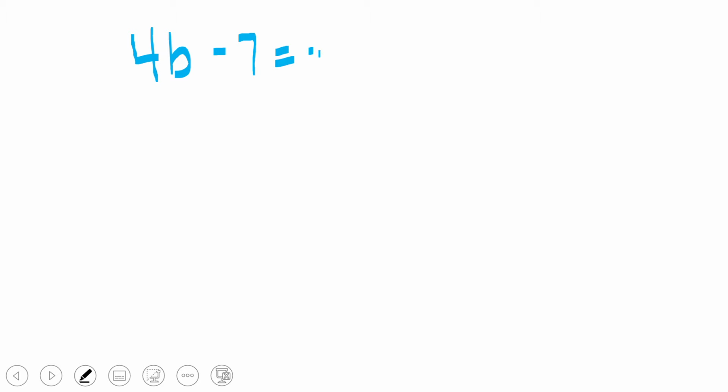Our first equation is 4b minus 7 equals negative 47. Our goal is to isolate b on one side of the equal sign and find out what b actually equals. We're solving for b.